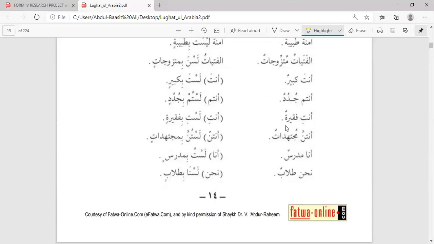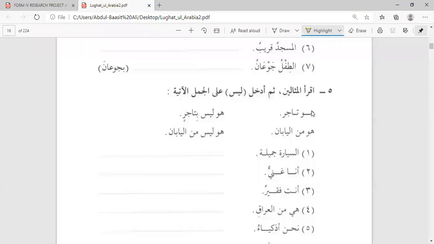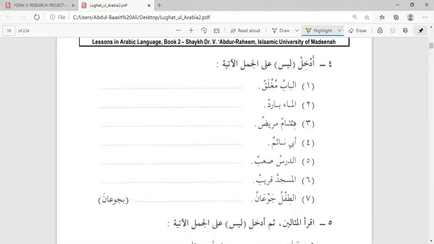I don't know if there are any other questions or comments. On page 15, which is number 4, أدخل ليس على الجمل الآتية. Enter or introduce laisa to the following sentences. So we have Al-babu mughlaqun. How do we apply that to this? Inshallah, we can look at this as homework, and when we meet next week, we'll go through this. I may call on some people to answer, inshallah ta'ala.